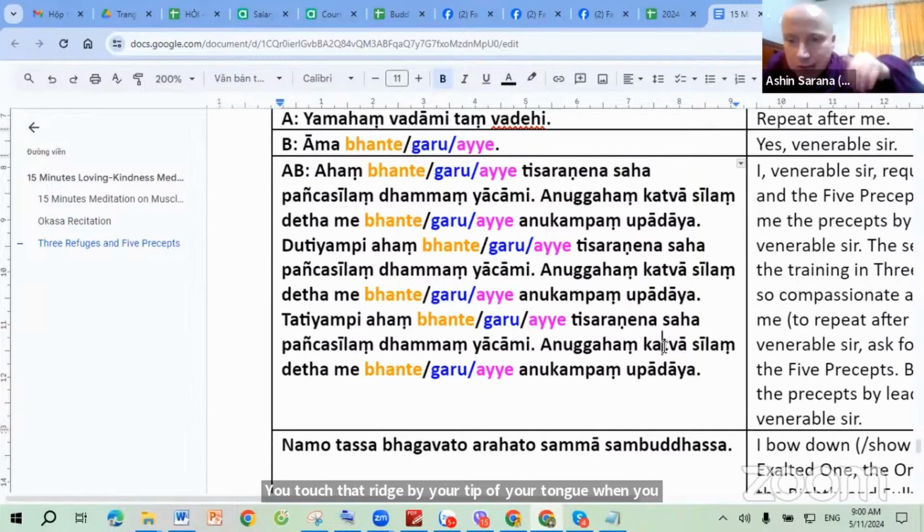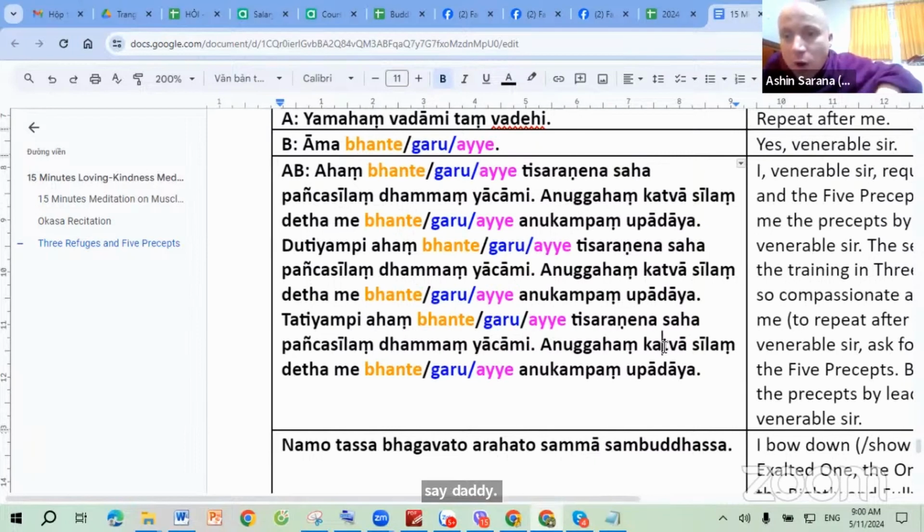Say it in your mind or say it out loud. Daddy. Where does the tip of the tongue touch? At the upper part of your mouth. You see, the tip of the tongue is touching a kind of sharp place in the upper part of your mouth. Daddy. All right.